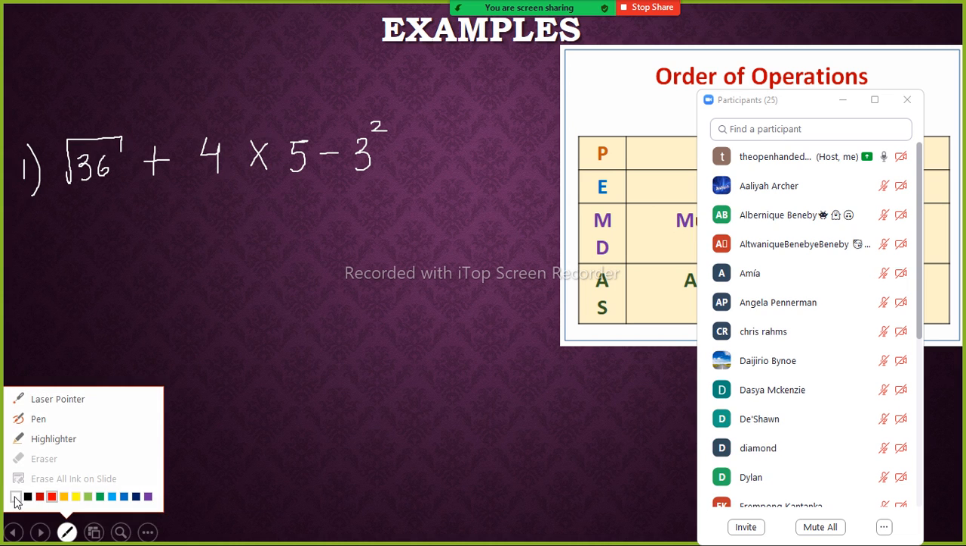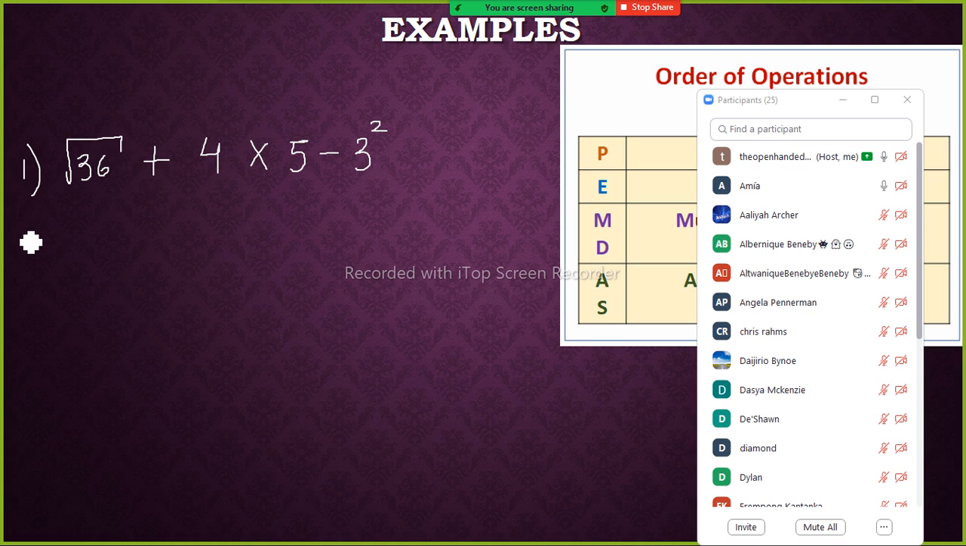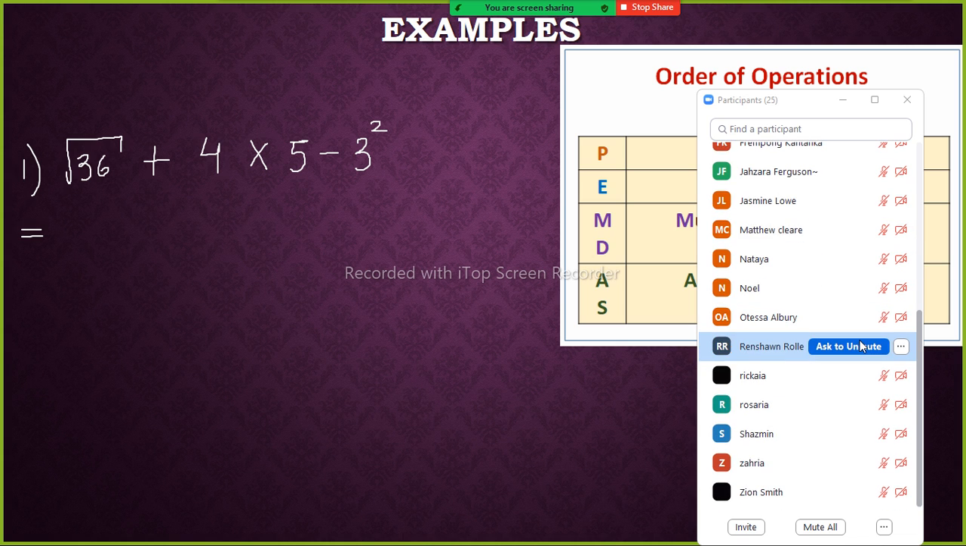The first thing. You're going to do something with the 3 squared? Okay, so we could either do the 3 squared first or the square root. It doesn't matter because both of them are exponents. So let's do them at the same time. What is the square root of 36, Diamond? Diamond, what's the square root of 36? 6. 6, very good.